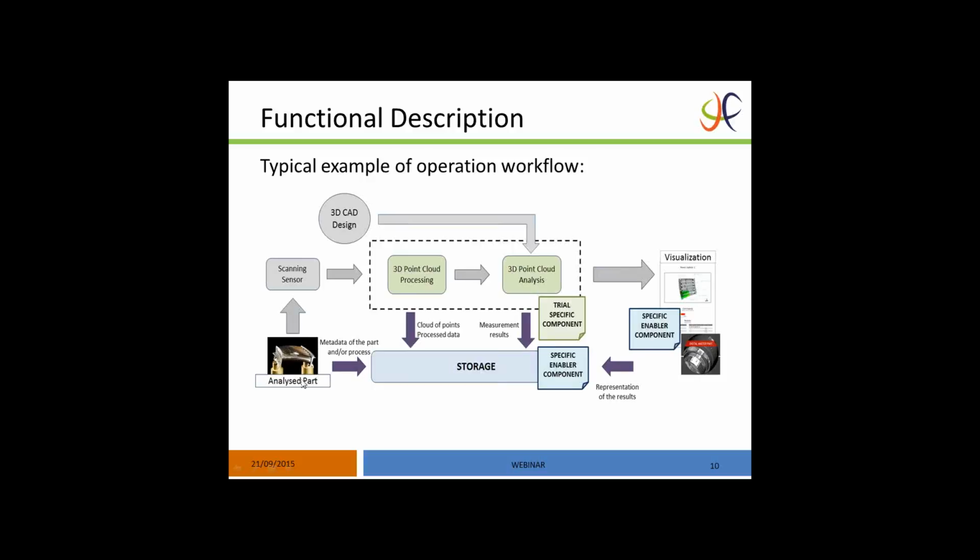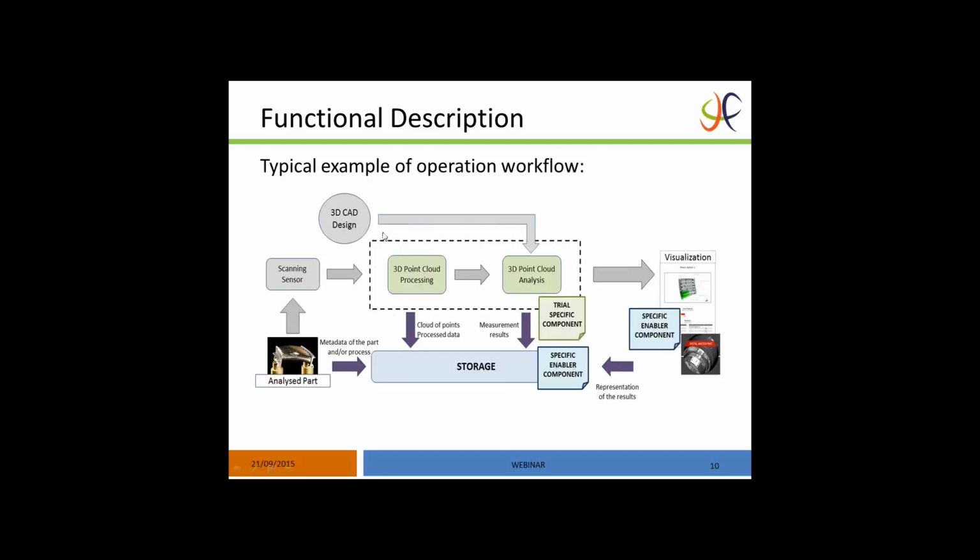So here we have the analyzed part. This is the part that we want to control, that we want to see if, from a dimensional quality point of view, it is respecting what we should demand of our parts in terms of quality. So we use a scanning technology, a scanning sensor, to scan this analyzed part. This produces a type of data. This goes into a module that is called 3D point cloud processing.